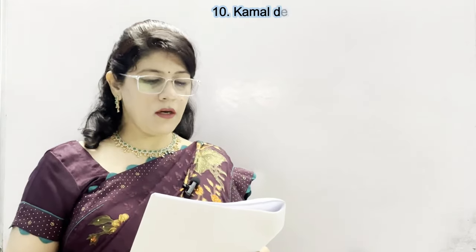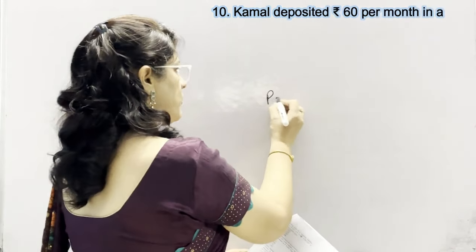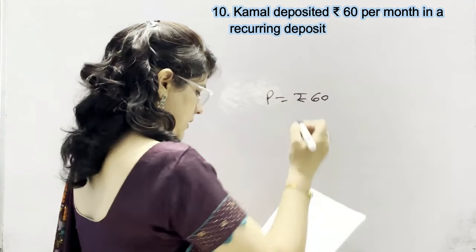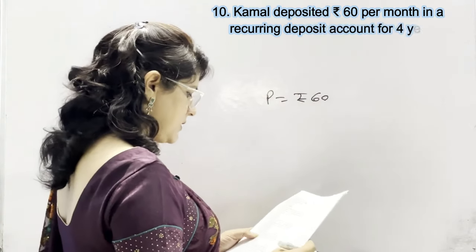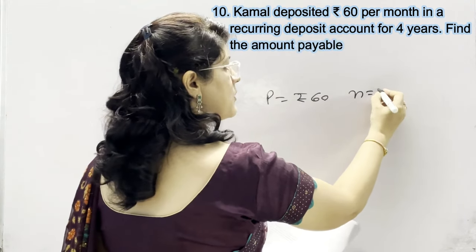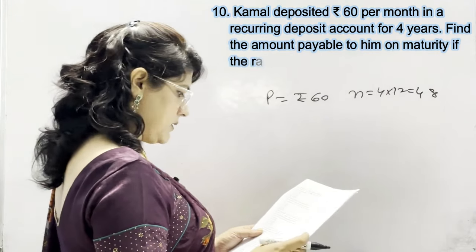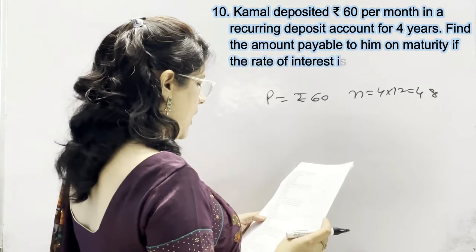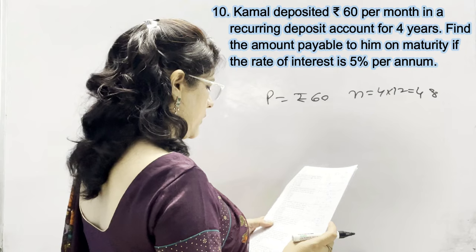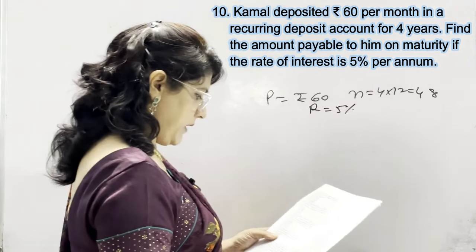Now question number 10, Kamal deposited rupees 60 per month. So P is rupees 60 per month in a recurring deposit account for 4 years. So N is 4 years, meaning 4 into 12, which is 48. N is 48, the number of months. Find the amount payable to him on maturity if the rate of interest is 5%. Rate is 5% per annum.